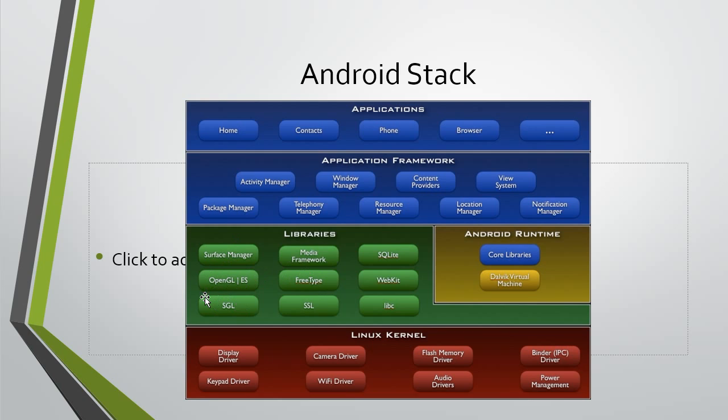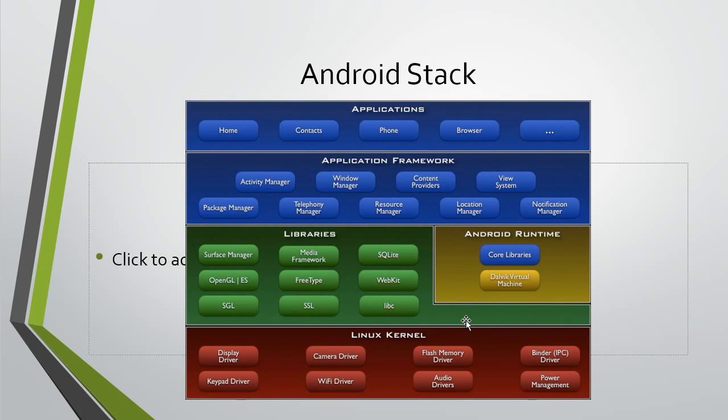SQLite is the database management system in which even your phone contacts, your SMSs, and all these things are being saved. WebKit, for example, is the default rendering engine for the web browser, for Chrome, let's say. And libc is the library which allows you to program against the phone with C, C++, and other languages as well.